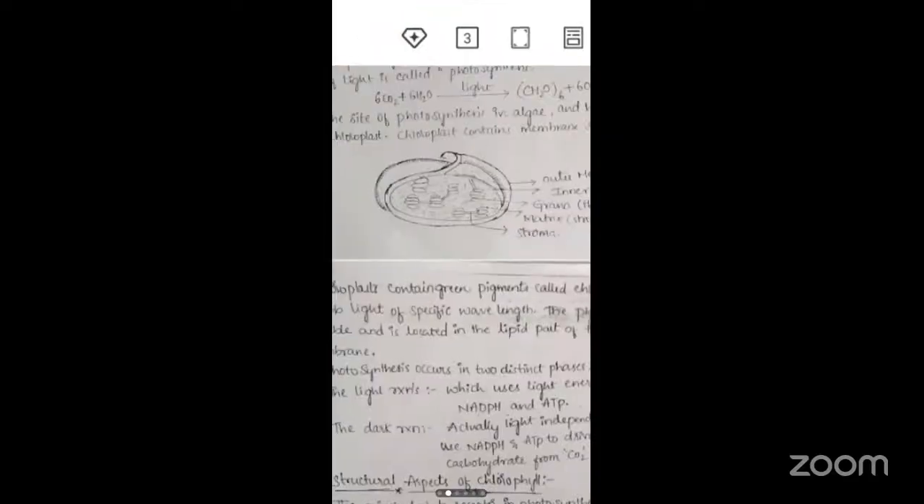Next one is what? Magnesium. So what is the role of magnesium? Magnesium is present in the Mg2+ form in what? Chloroplast. It is present in the plants. Chloroplast contains what? Chlorophyll. This is the structure of the chloroplast.